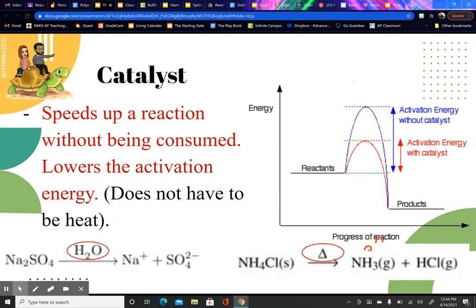All right, now the very last thing that you have to copy as far as words go, I believe, is going to be from this screen, and that's the definition of a catalyst. So go ahead and pause here and copy down that definition.